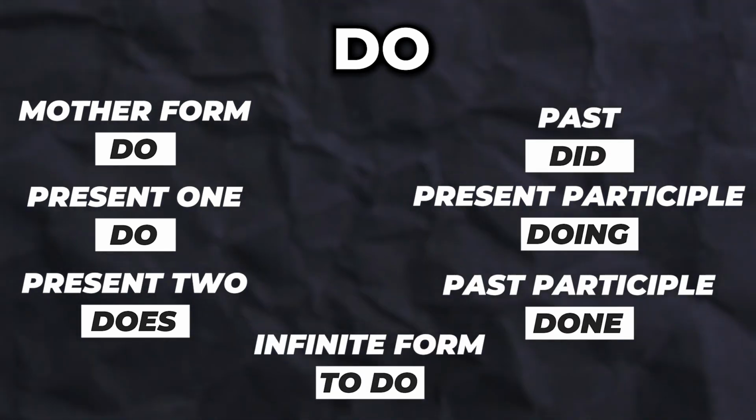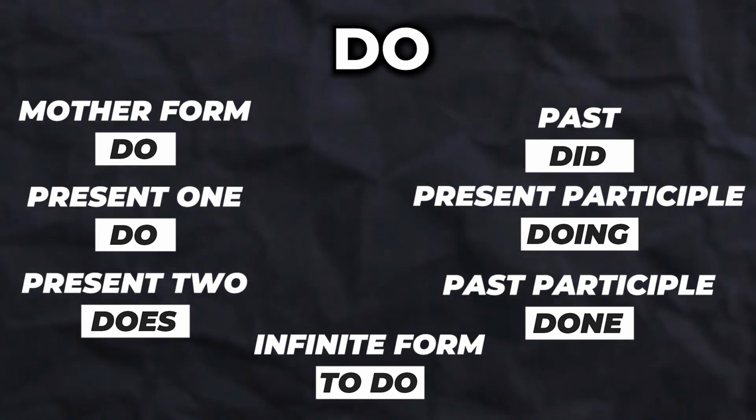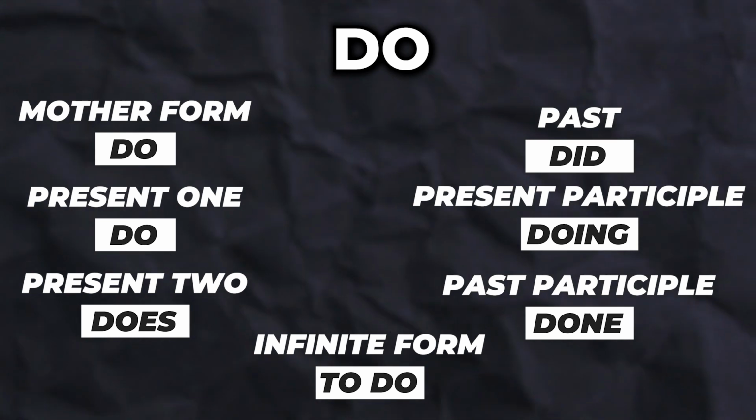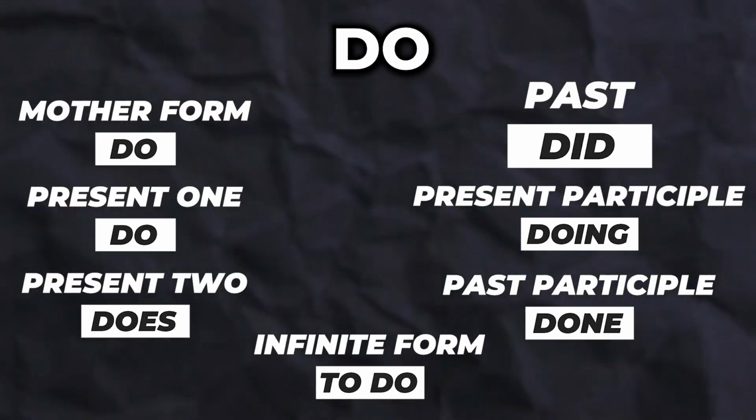Infinite form. Infinite form is equal to to. Preposition to plus mother form. So what is our preposition? To. To, to do, done. Guys, एक चीज मैं भूल गया था पीछे. जब आप do बना रहे थे, वहां पे मैंने did, जो past form है, sorry. Okay. So let's go for the next verb. Go.